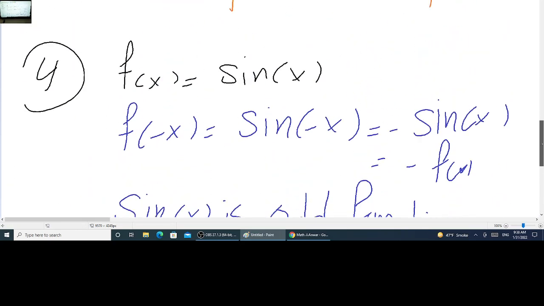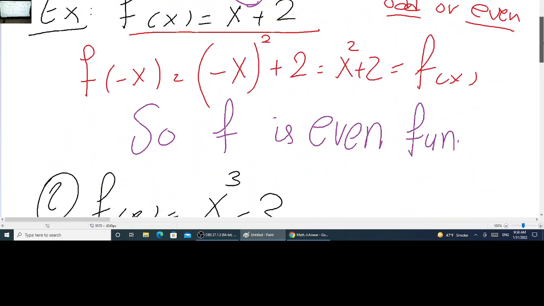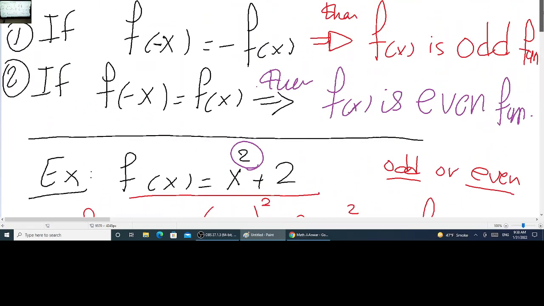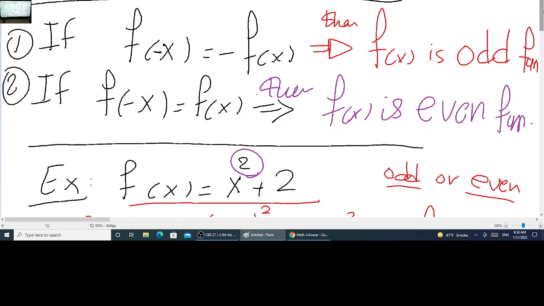Okay, so odd and even functions: if f of negative x equals negative f of x, then f is odd. If f of negative x equals f of x, then f is an even function. Okay? That's enough in this video.